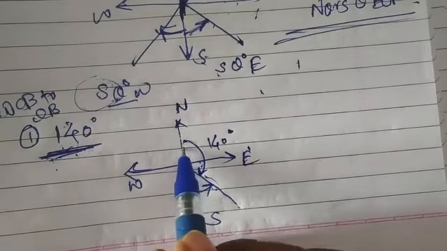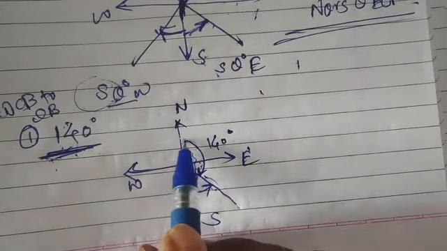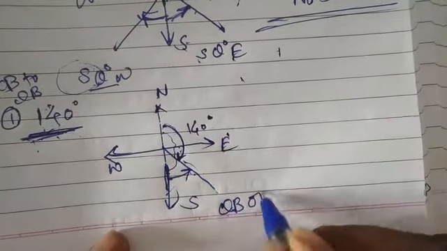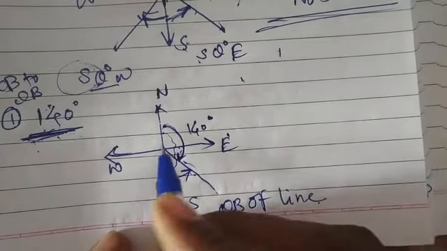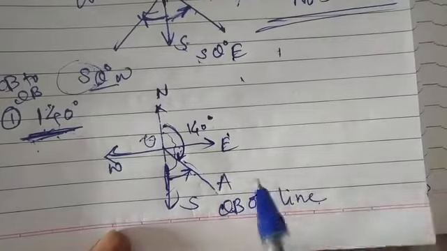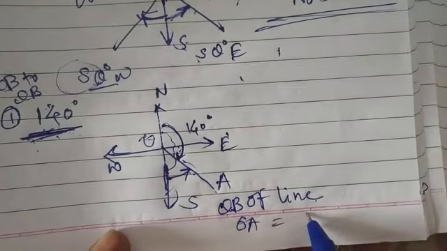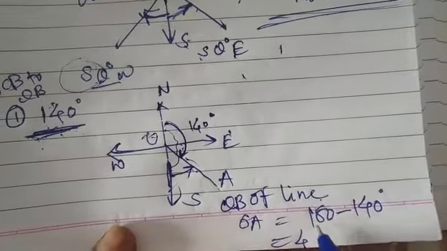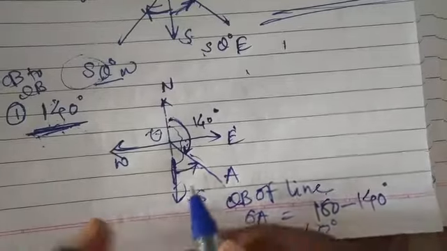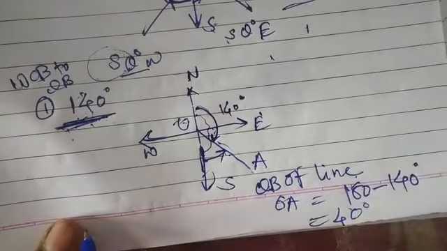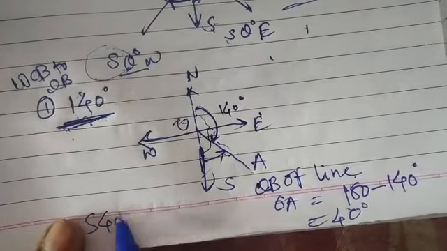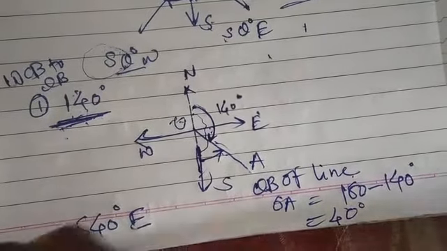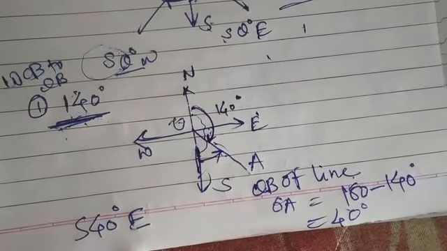We know that this total angle is 180, out of which this angle is 140. So QB for the line, we'll call this center point O and this point A. So OA will be 180 minus 140 degree, which is 40 degree. So the representation of quadrantal bearing for this line will be south 40 degree east. Okay, now we'll see one more example on this.